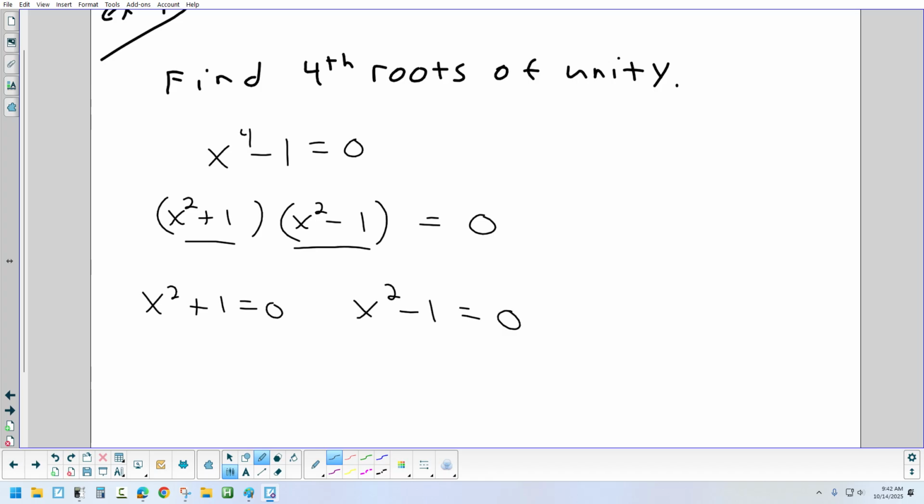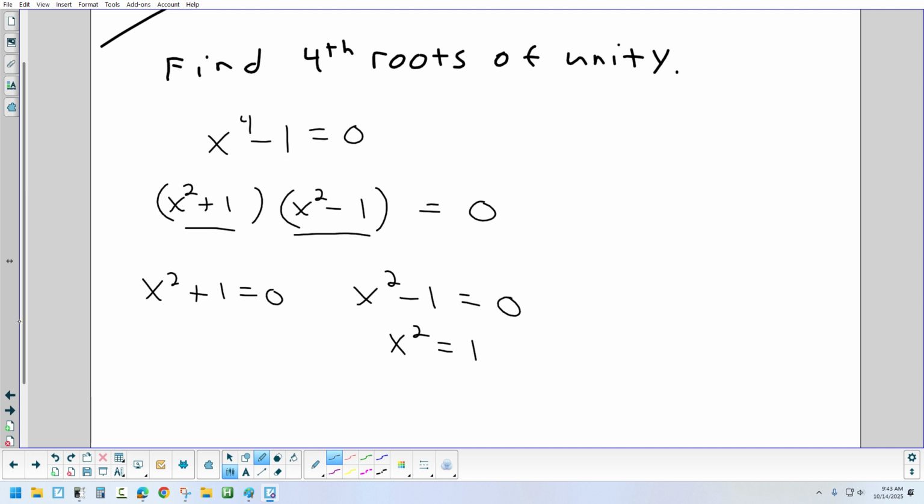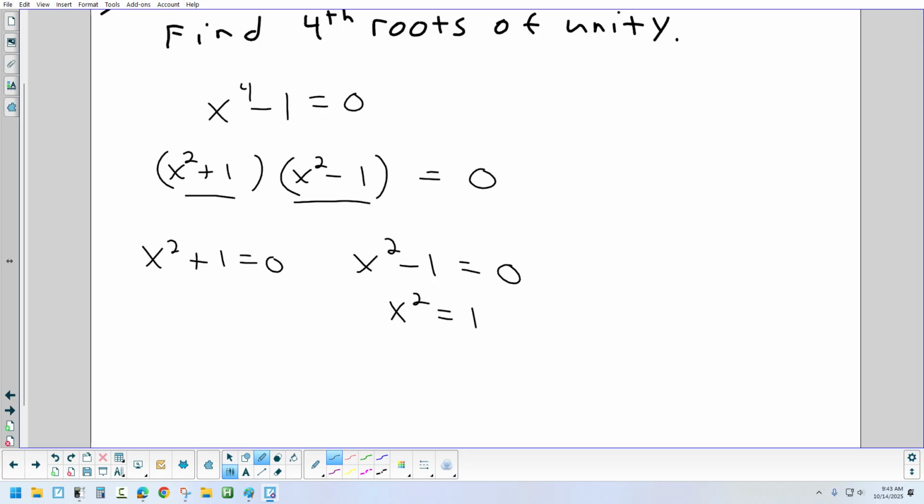Okay, let's do the one on the right. What would be my first step to solving the one on the right? Yep, adding 1 on both sides. And my last step? Yeah, square rooting both sides. And when you take the square root, how many answers do you get? You get two answers, plus or minus. And we can simplify when we take the square root of 1: 1 and negative 1. Those are the two answers that we were able to get right away without even really doing factoring.